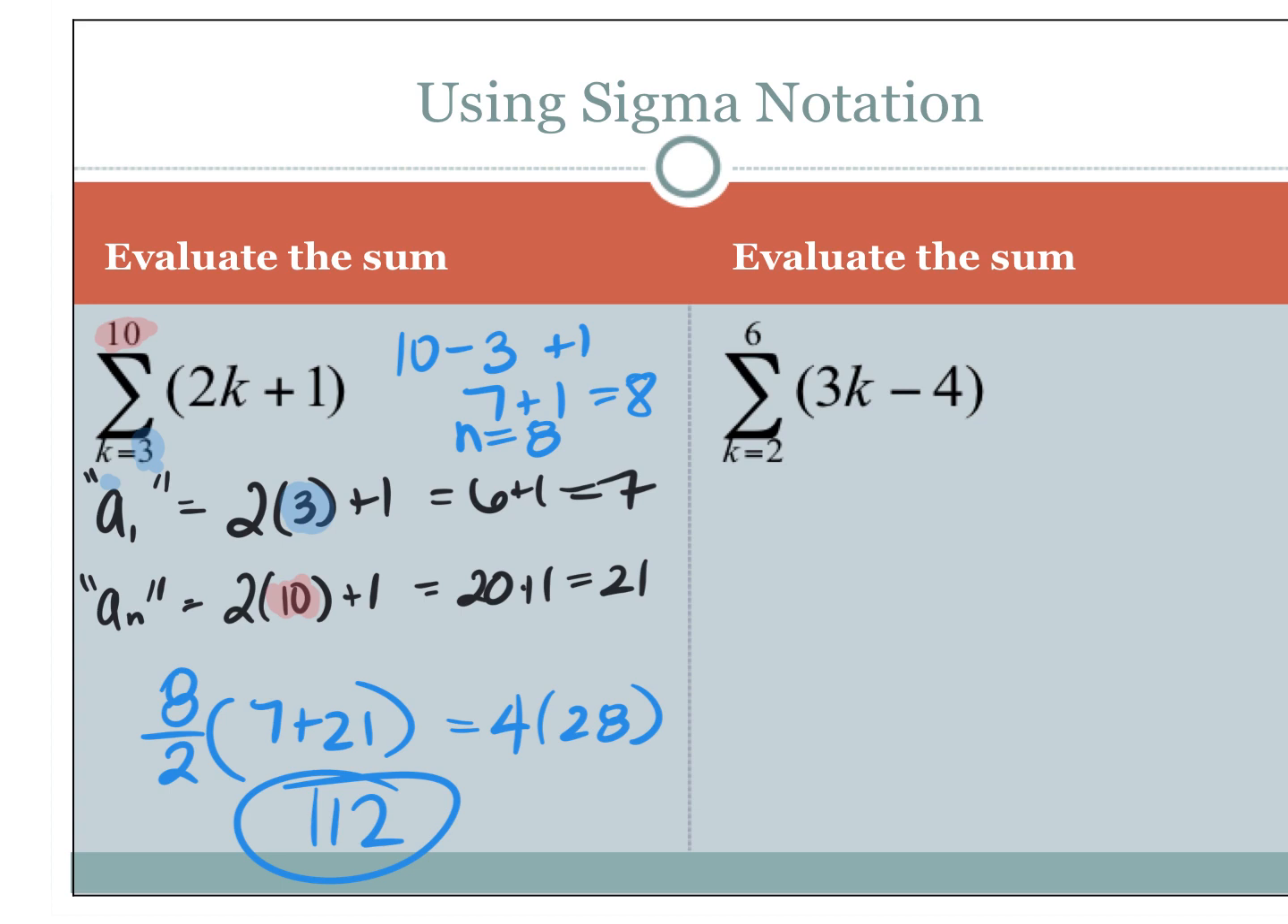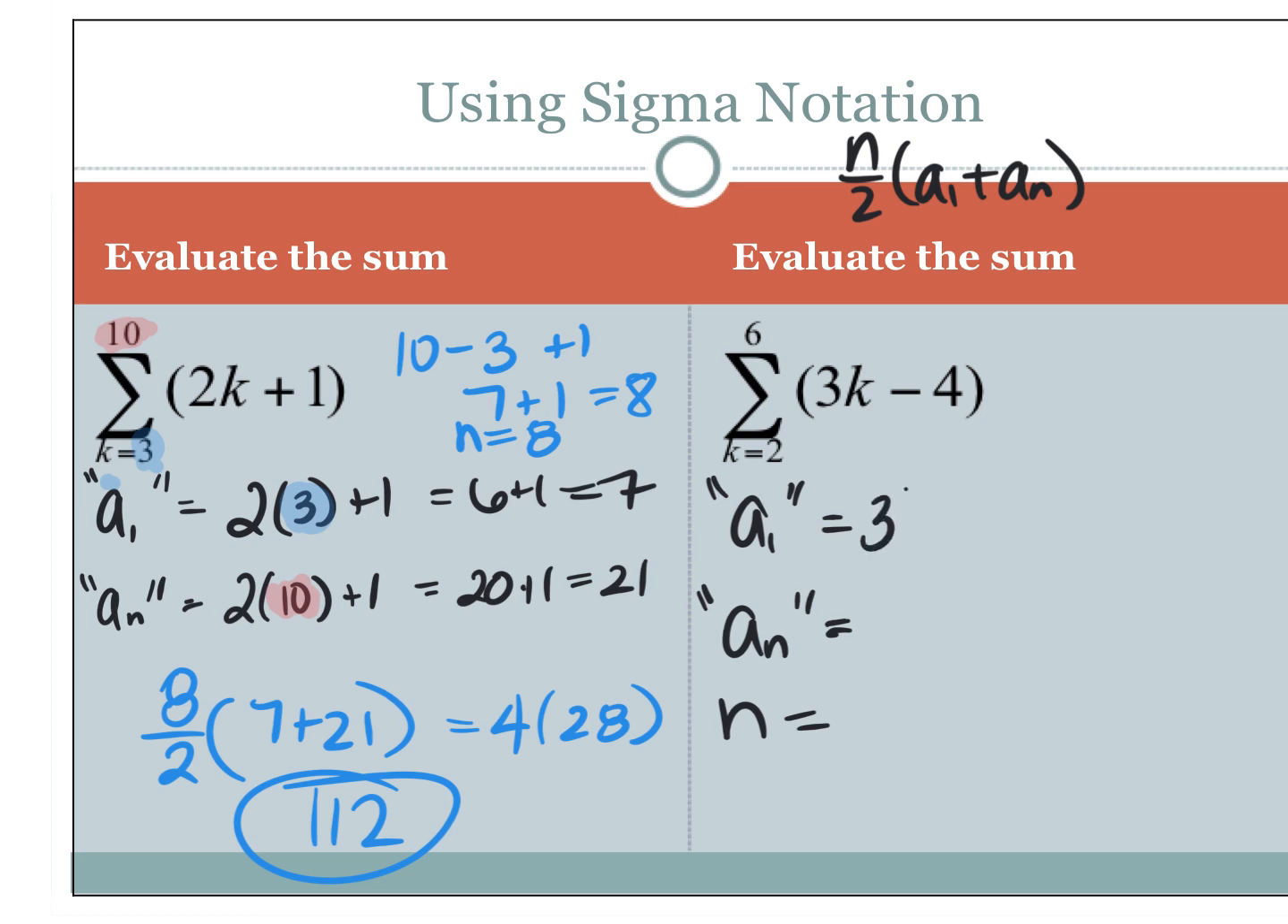I want you to take a second and try this problem. Plug in k equals 2 to find A1. Plug in k equals 6 to find AN. So we find A1, we find AN, and then we find n. Then we plug it into our formula, n over 2, A1 plus AN. Okay. You should have paused it and done the problem by now.